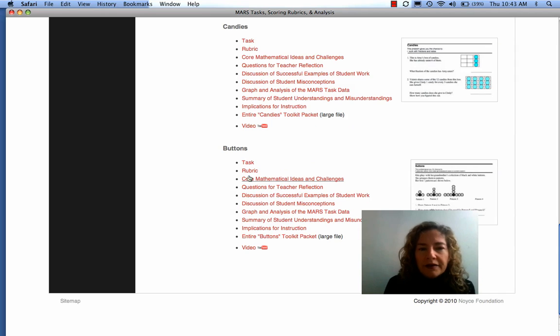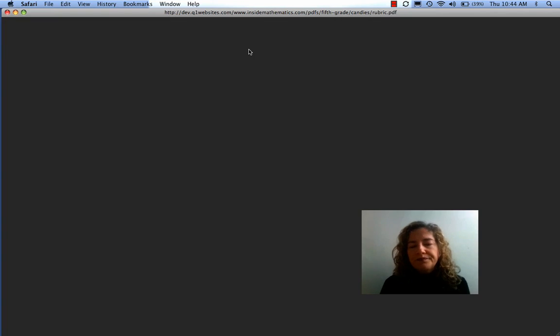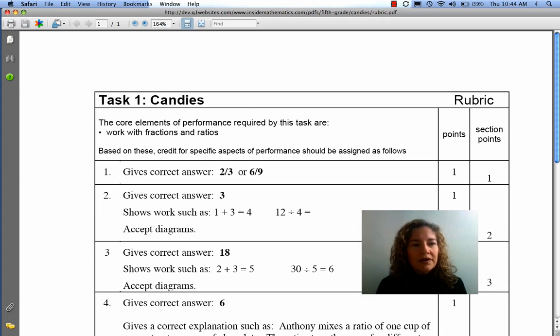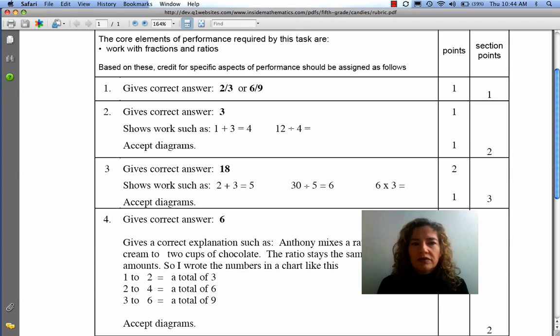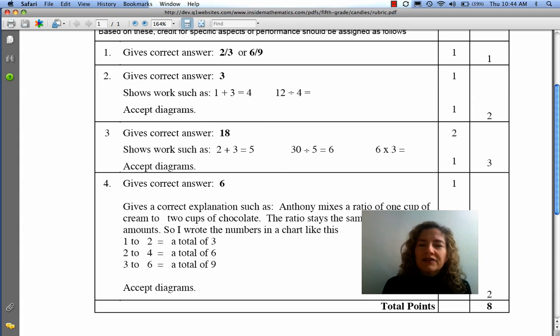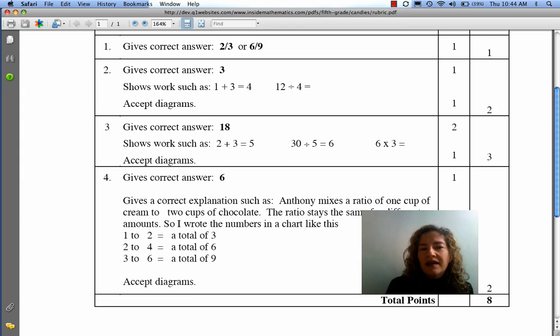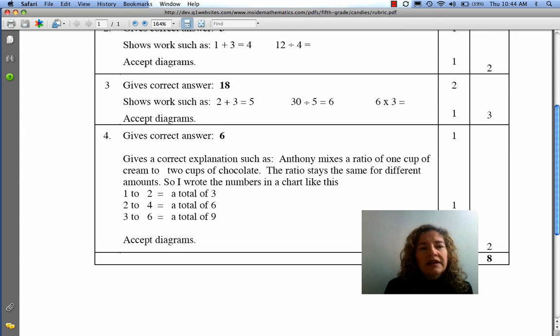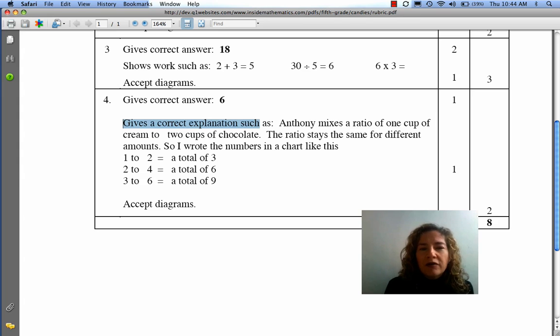So if we go back here and we're going through the task, we already looked at the task, we can look at this rubric. And again, these are all PDFs, so you can print these out for your use at your school setting. But the rubric is going to say, how do you even go about assessing this task? They give the correct answer. Is it 2/3 or 6/9? Did they give the correct answer as 3? How did they show their work? This guides teachers to accept these diagrams that they might have used. How do they give that correct explanation?